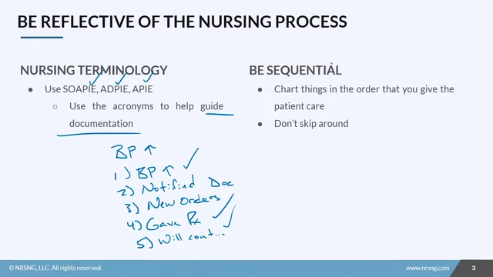The next thing you want to do is you want to be sequential. You always want to chart things in the order that you give patient care. You wouldn't say that you change linens and then give the patient a bed bath, because in reality, you would actually give the bed bath first, because the linens are wet. Then you would change them and give them fresh linens. So don't skip around, because you could actually falsify your documentation.